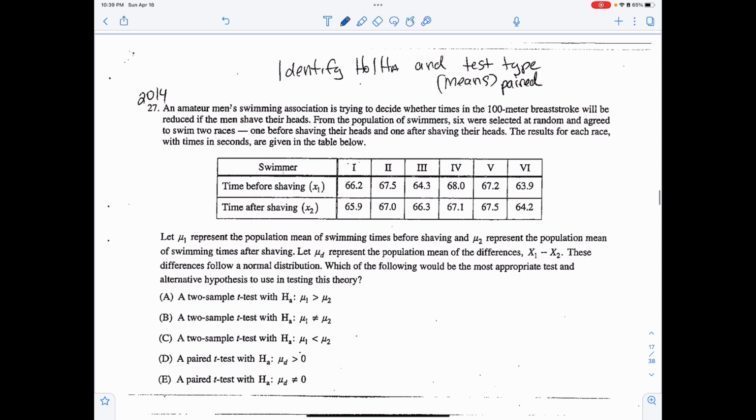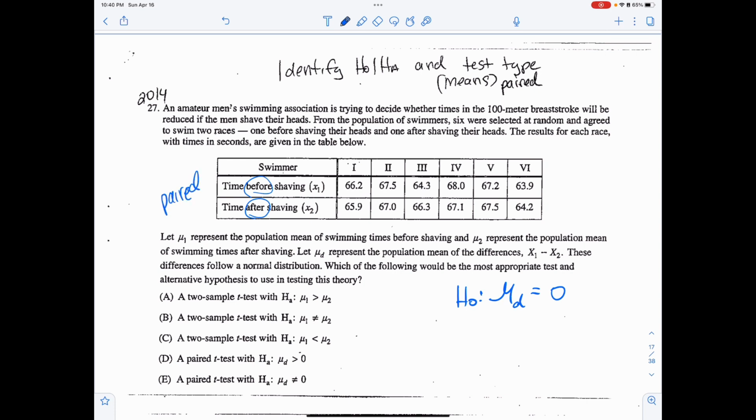Okay, for paired, remember what I'm trying to do. If I know it's paired, I know I'm looking for mu D. If I don't know it's paired, mu D equals 0 is what I'm looking for. If I don't know it's paired, if I think it might be two sample, it's going to be mu 1 equals mu 2 for Ho. But if I do recognize it's paired, which let's go through and see, and when you see time before and after, most of the time when you see before or after, you know it's paired.